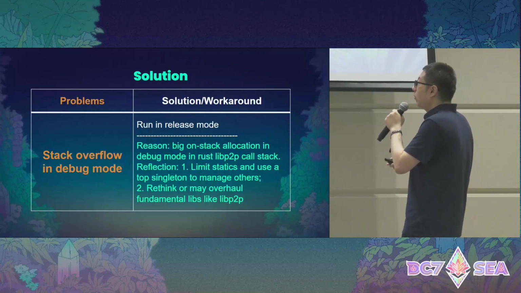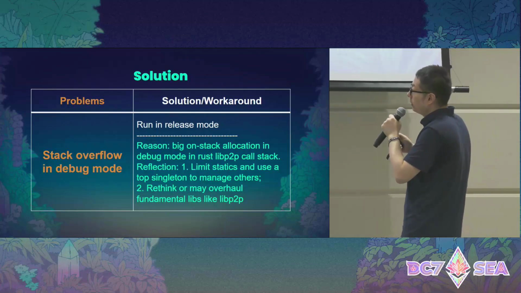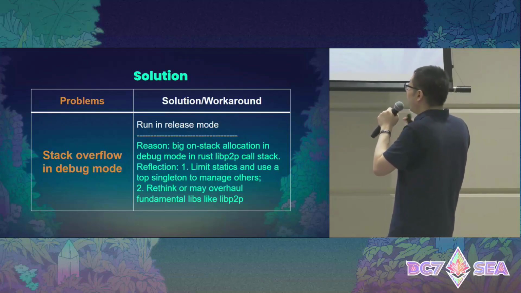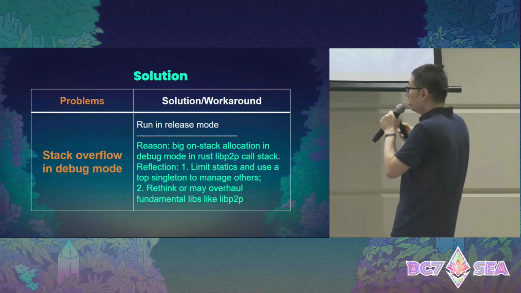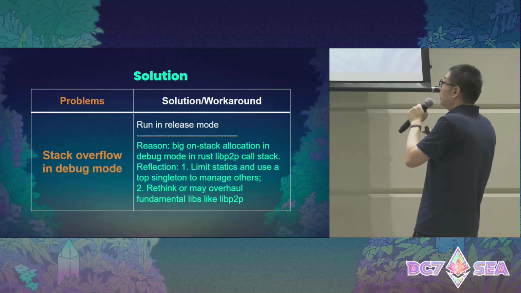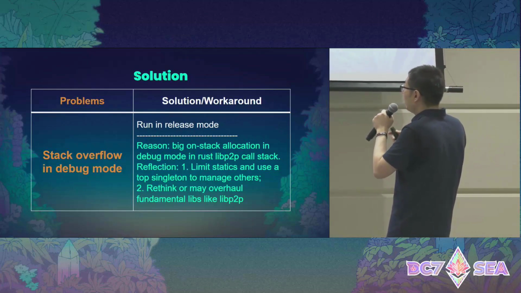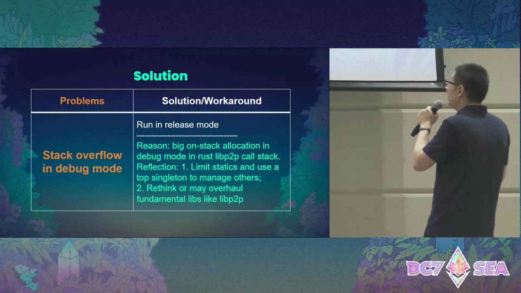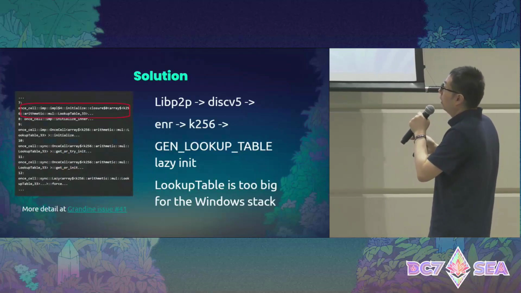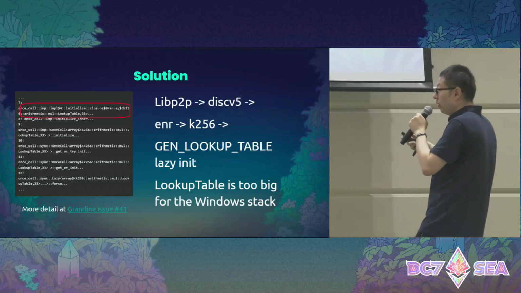Okay, for the stack overflow in debug mode, in fact, this is a big challenge for developers, because it prevents you from debugging. The workaround is the solution: you just run the project in release mode. The direct reason for this stack overflow is that there are big on-stack allocations in debug mode in the Rust library libp2p core stack. This is a detail of the core chain, but if I have enough time, we'll come back.